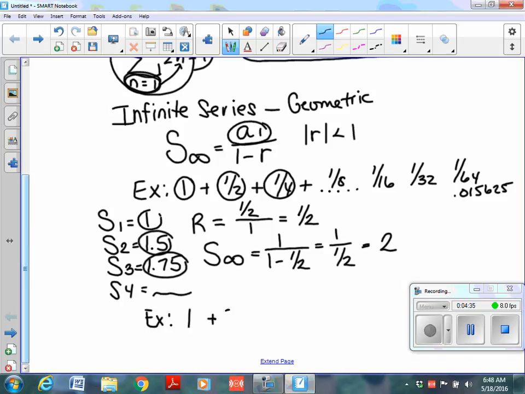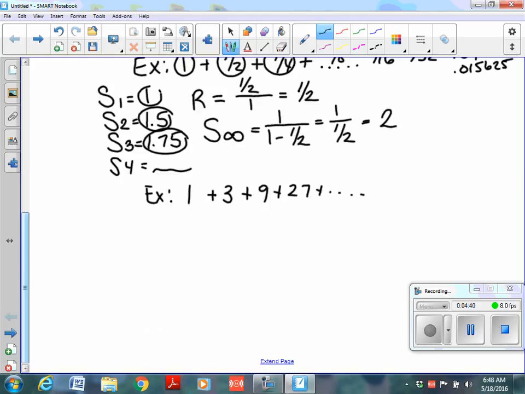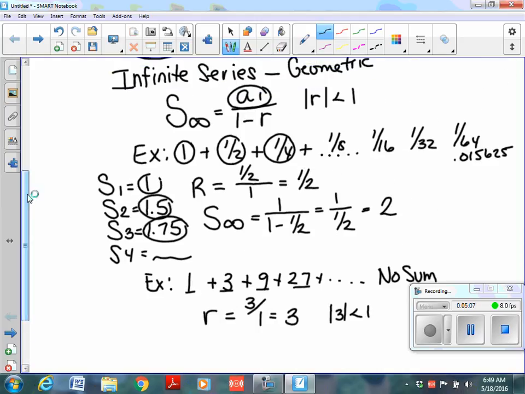1 plus 3 plus 9 plus 27, ... The first thing you do is you find the r, and the fastest way to find the r is to take the second one and divide it by the first one, which is 3. Is the absolute value of 3 less than 1? No, it's not. This one you can't find the sum. Do you notice that these numbers just keep getting bigger and bigger, or diverging? If it's diverging, you cannot find the sum. This one up here is converging, so you can find the sum.